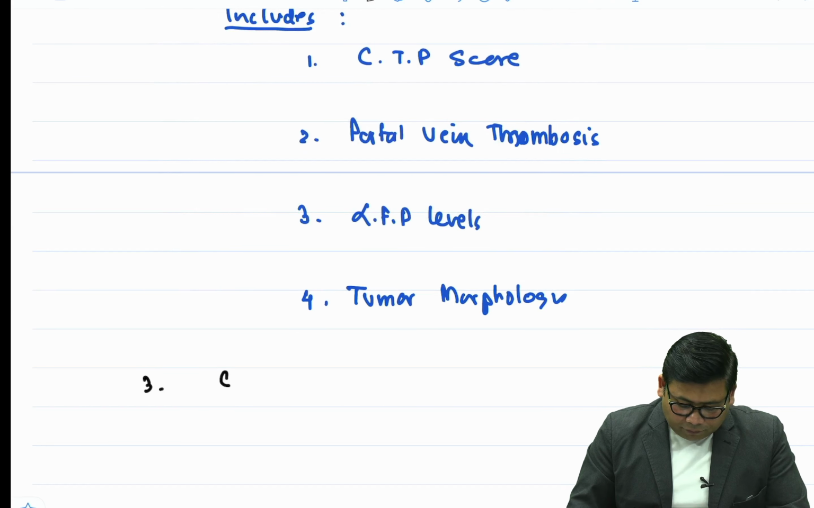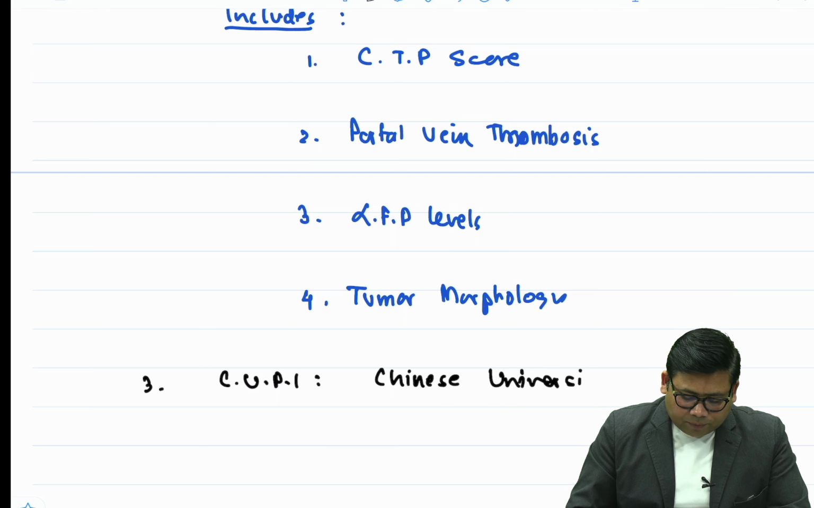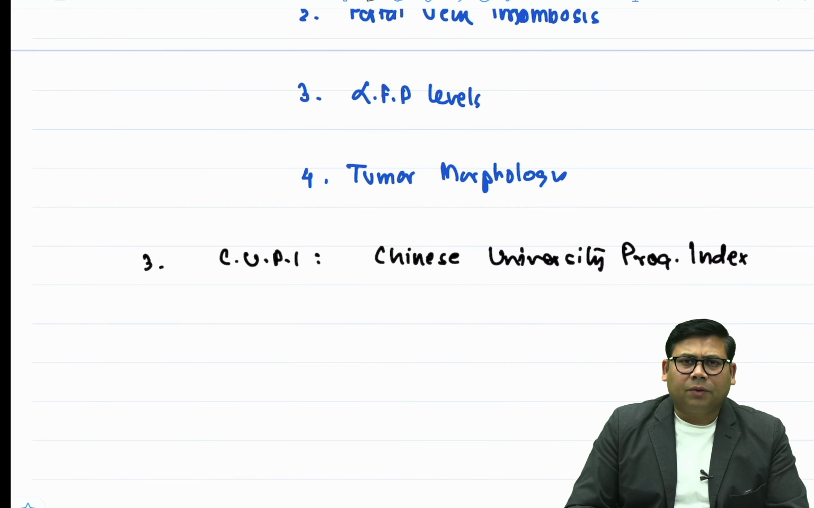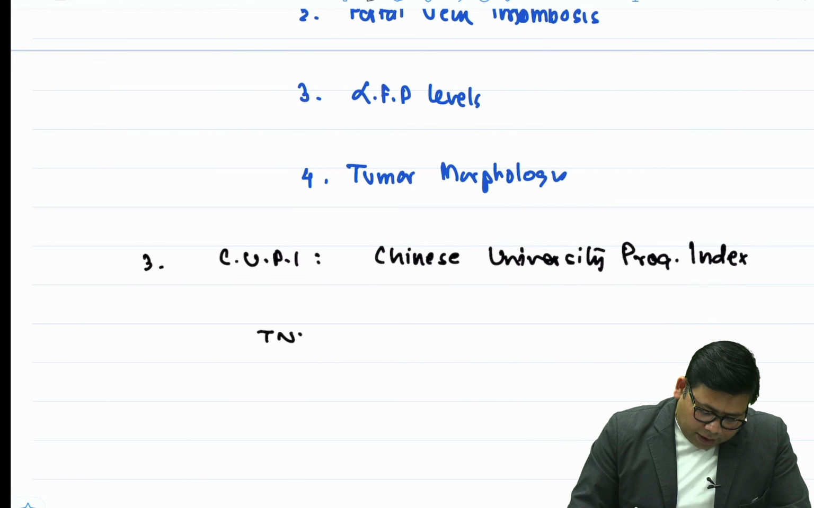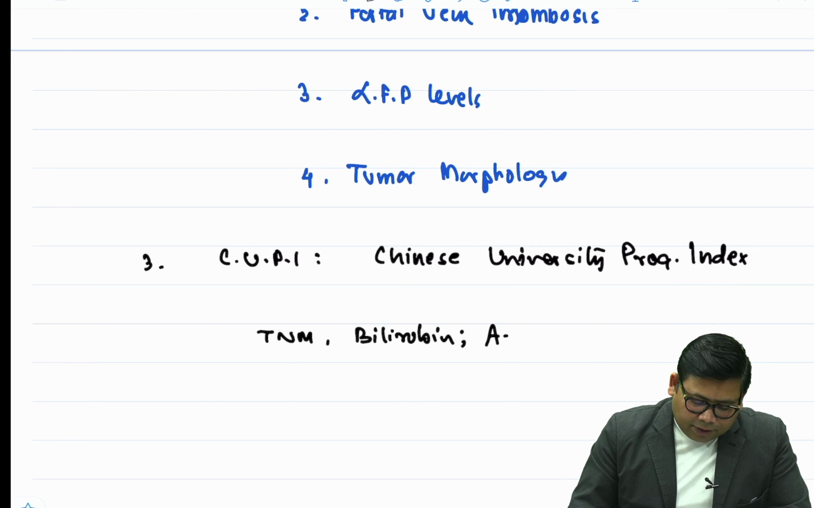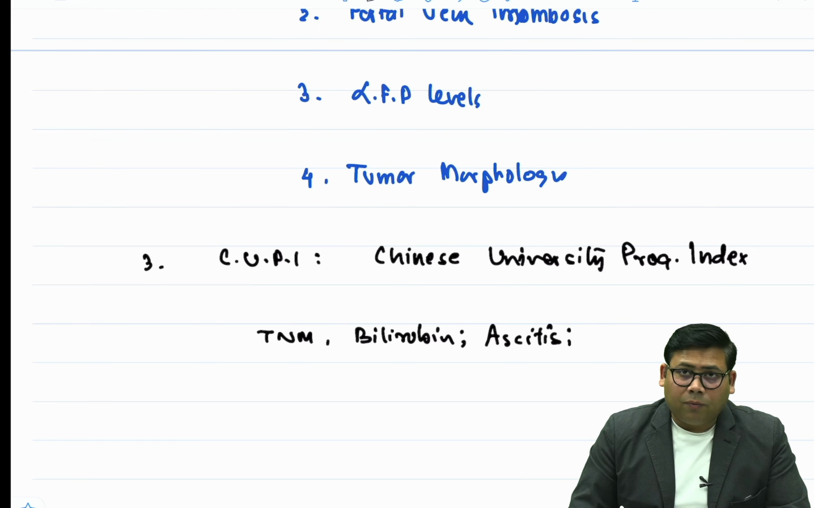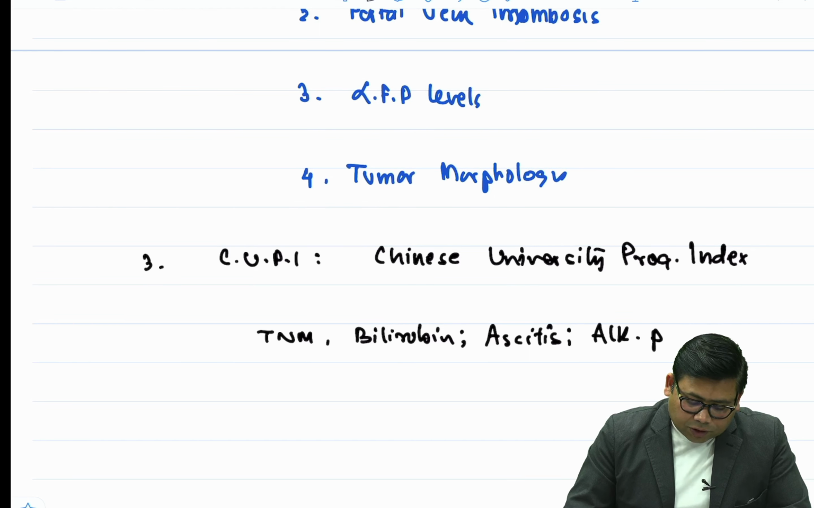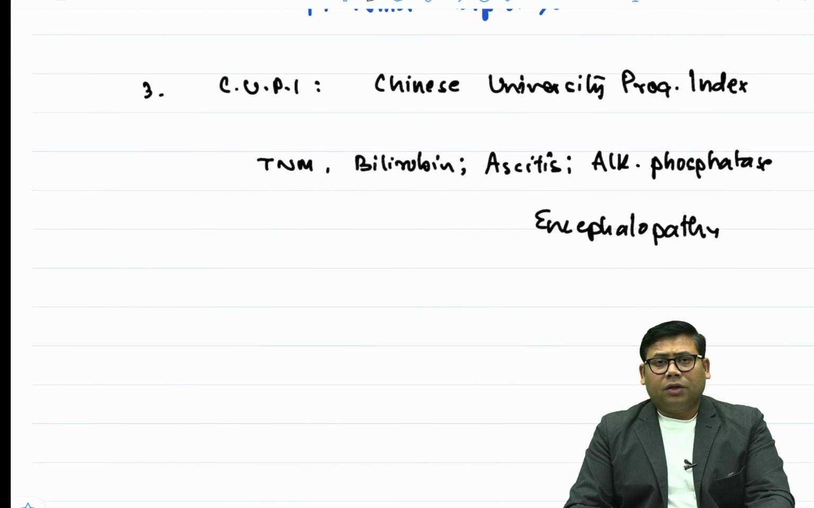There are 2 more classifications that we need to understand here. The third is CUPI. What is CUPI, students? Chinese University Prognostic Index. When we talk about Chinese University Prognostic Index, it includes the TNM, the bilirubin, ascites, a lot of things, but one very important thing is that alkaline phosphatase is included. Presence or absence of encephalopathy is also included. These are the important classifications related to liver.